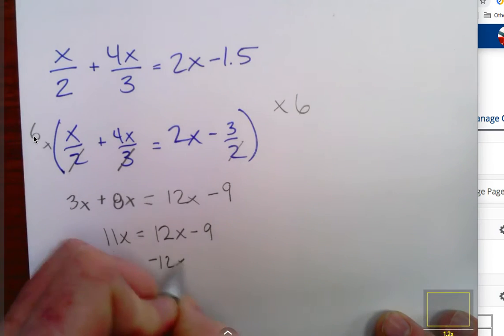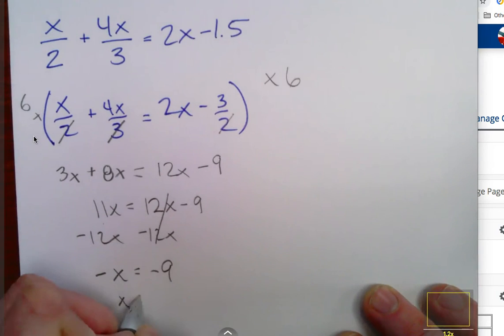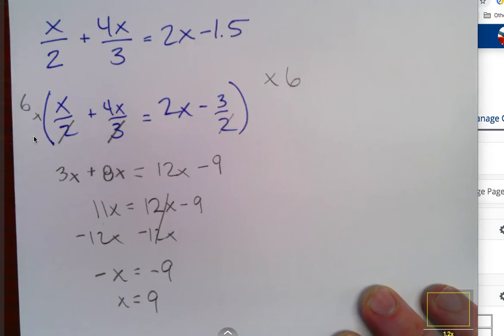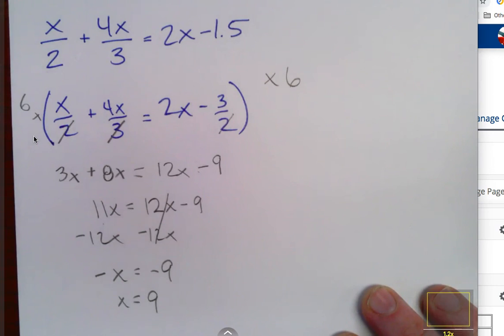Subtract 12x. Negative x equals negative 9. So x is 9. Okay. If you had left this as a decimal, it still would have ended up the same, right? Negative 1.5 times 6 is negative 9. All right, we are done.